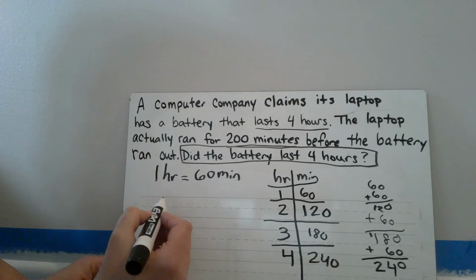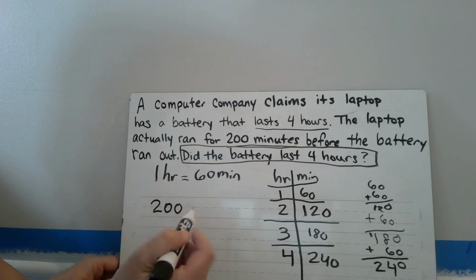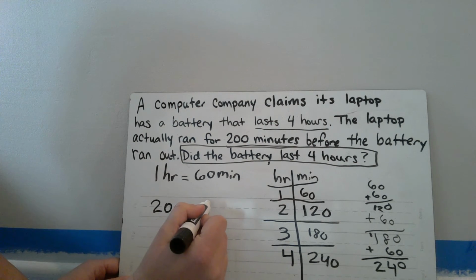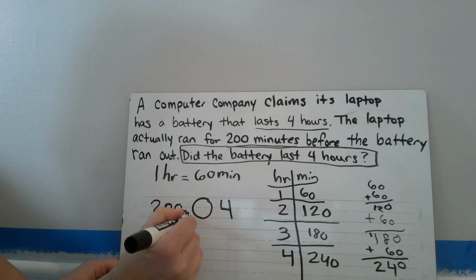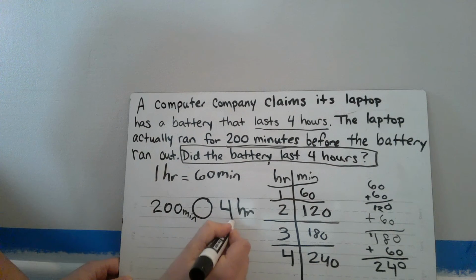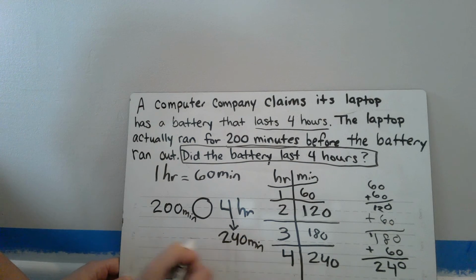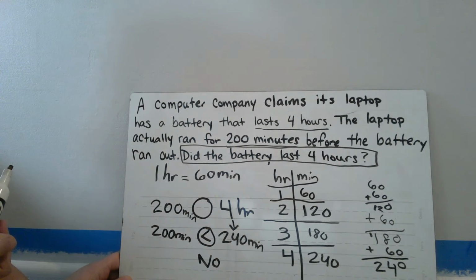Now, I know that the battery lasted for 200 minutes, and they're claiming that it could last for 4 hours. Let me label this with units. I know that 4 hours is 240 minutes, and if I'm comparing that to 200 minutes, I know that 240 is greater than 200, which tells me that no, the battery did not last the full 4 hours. It was 40 minutes short of lasting 4 hours.